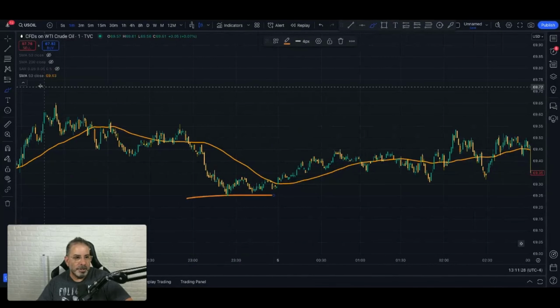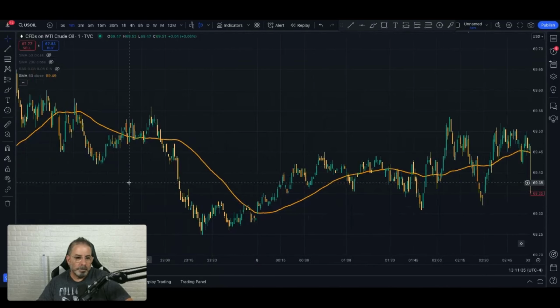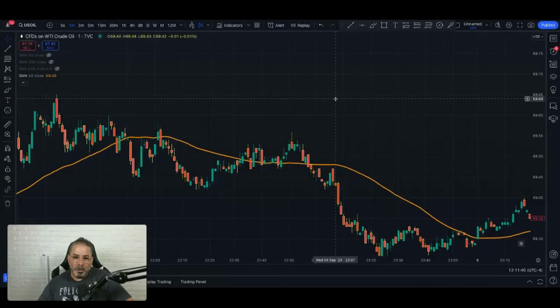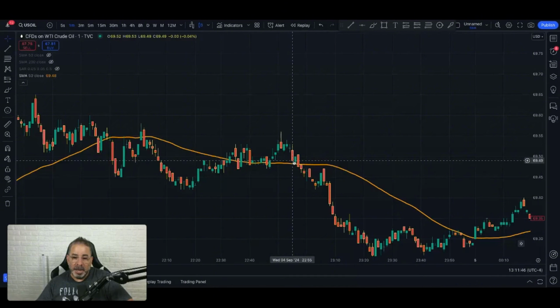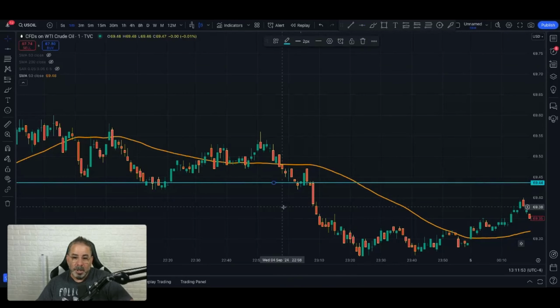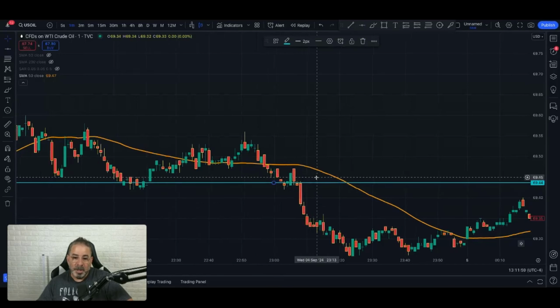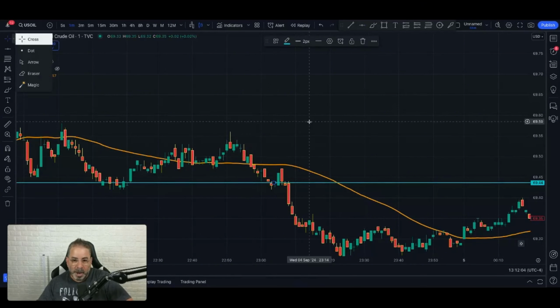Let me clear all this up. Let's just say that this was your setup. You, for whatever reason, decided that you were going to go long here. You saw these three candles, you violated some of the rules, and you decided you're going to go long here. And you're into your long, 6, 7, and then this happens, right? This happens.